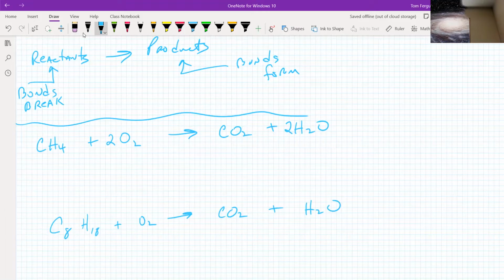Why? Yeah, it turns to steam. It's still there. It's just in gaseous form, but it's always there.